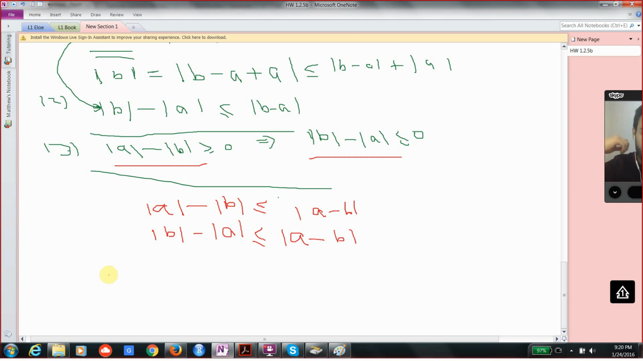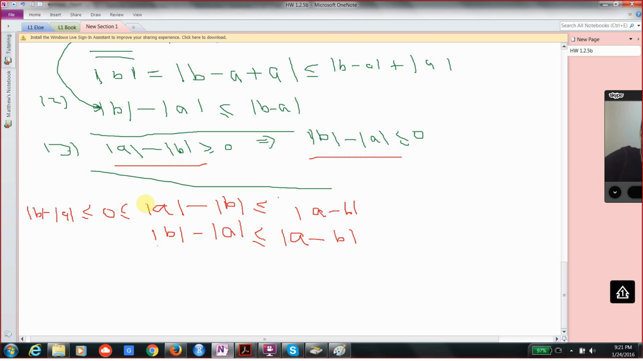So we know that this is greater than or equal to 0, right? And we know that this is also greater than or equal to the absolute value of B minus the absolute value of A. Because if we assume this is positive, this has to be negative, right? So this automatically follows. We get this for free.